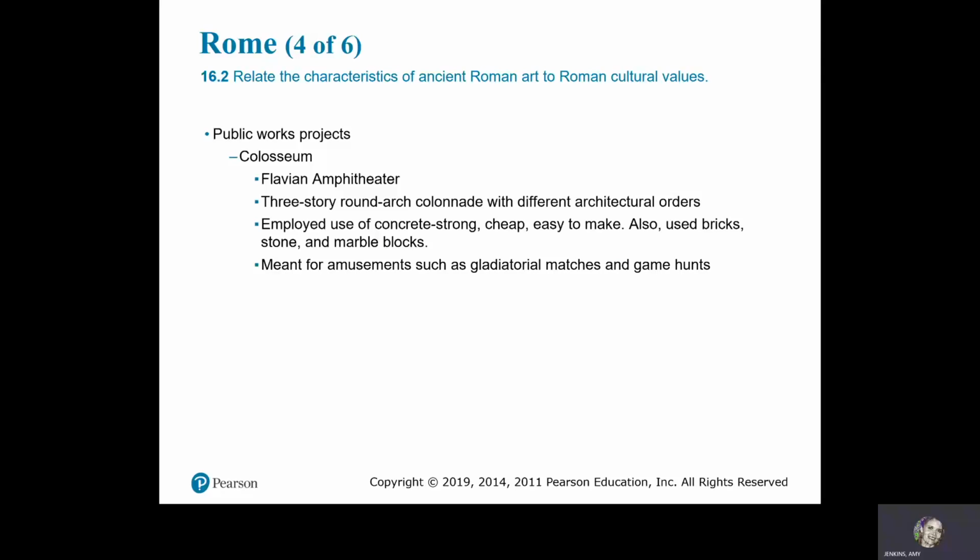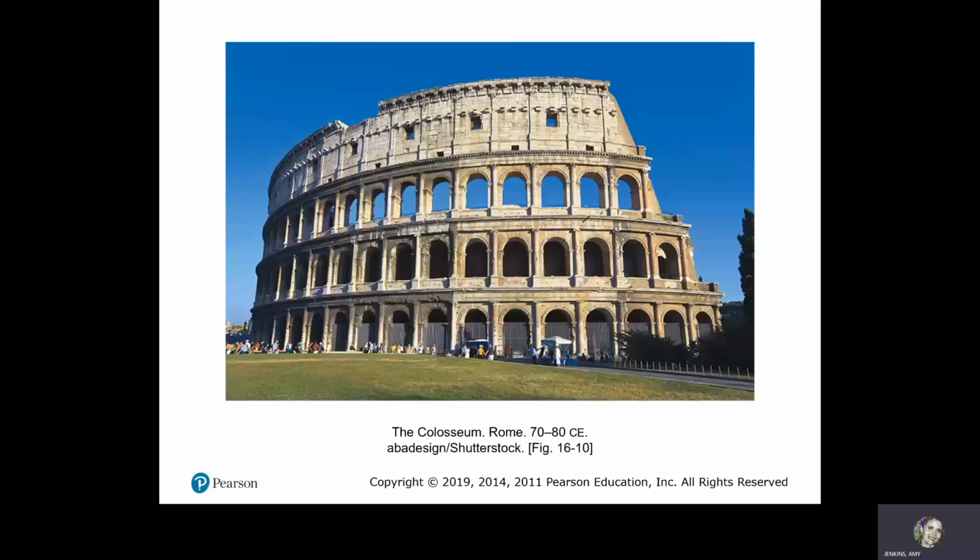Rome has public works projects like the Colosseum, also known as the Flavian Amphitheater. It's a 3-story round arch colonnade with different architectural orders at each level. It employed the use of concrete, which was strong, cheap, and easy to make. It also used bricks and stone and marble blocks. It's meant for amusements such as gladiatorial matches and game hunts. Colosseum, Rome, 70 to 80 CE.